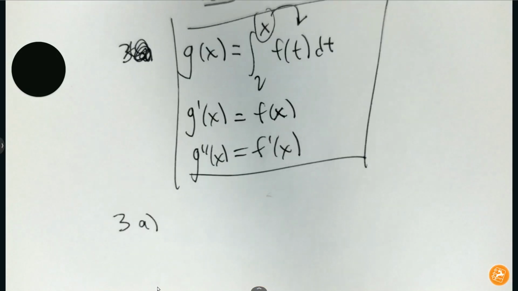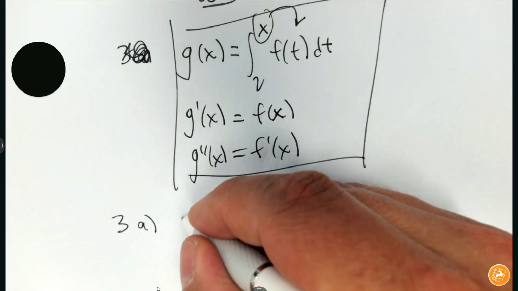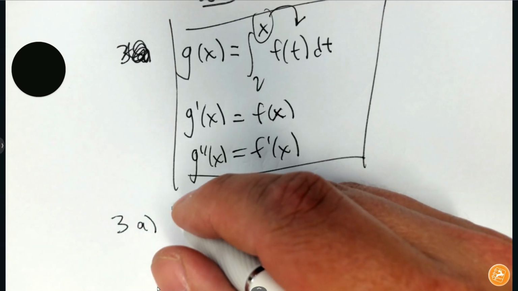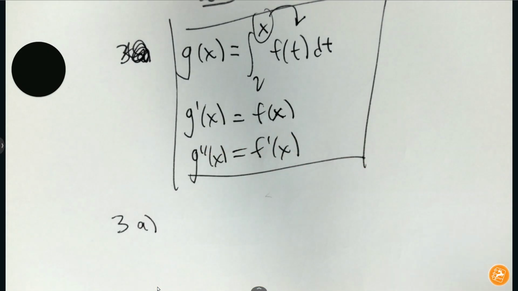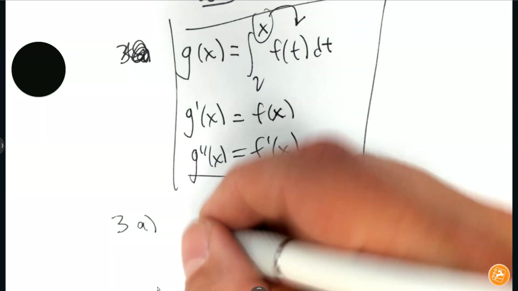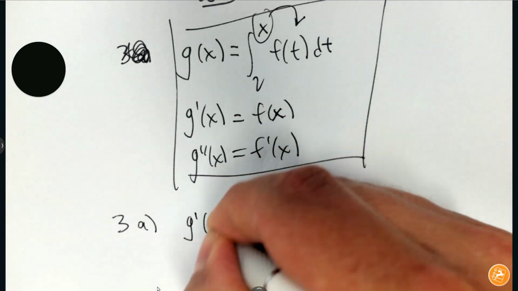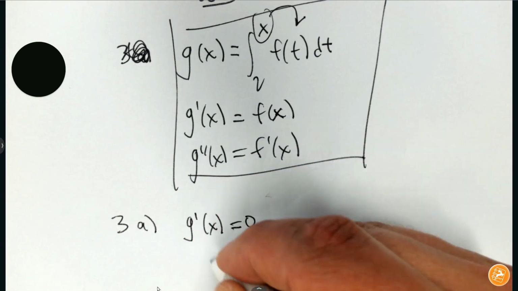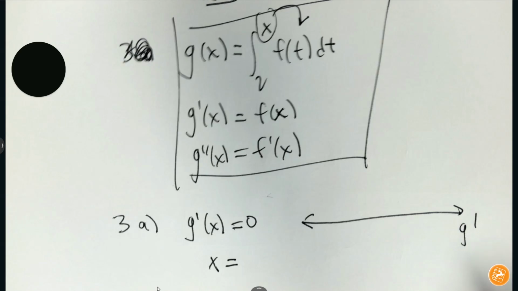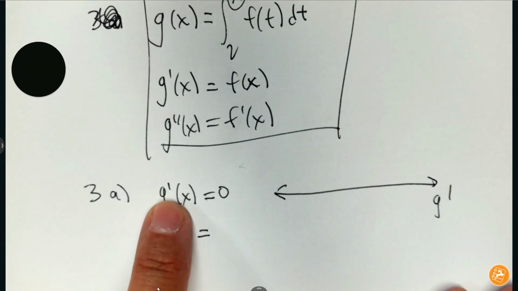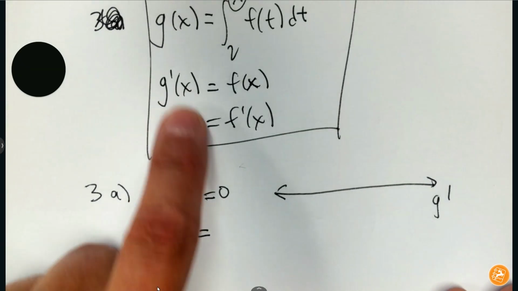In 3a, it says, does g have a relative minimum, maximum, or neither at x equals 10? So when you see the word relative minimum for g, that means you're going to take the derivative of g, make it equal to 0, solve for x, draw a number line, and look at the sign changes. So if I take the derivative of g, that's that, and make it equal to 0.